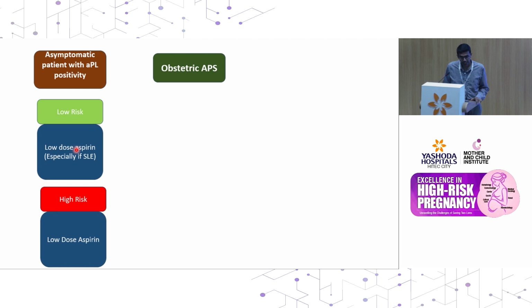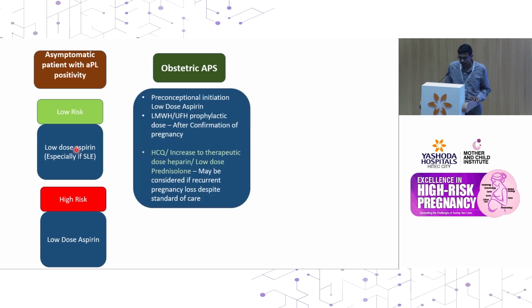Second thing is obstetric APS. So suppose there is a risk of recurrent miscarriages. How do we go about it? First thing is, preconceptionally, the patient should be started on low dose aspirin, 75 to 100 milligrams. And after pregnancy confirmation, we should give low molecular weight heparin or unfractionated heparin at a prophylactic dose, which is usually enoxaparin 40 mg once a day. If these do not work, or if despite these patients have recurrent abortion, then there are other things like adding HCQ, increasing to therapeutic dose heparin, or a low dose prednisolone.